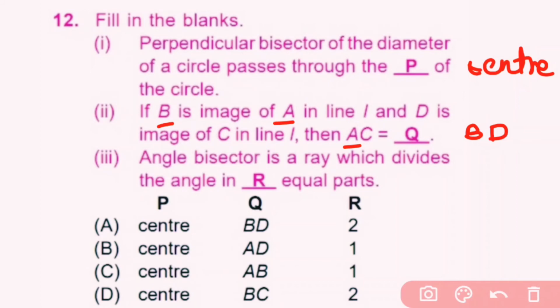Option 3, angle bisector is a ray which divides the angle in two equal parts, because bisector means the angle divides into two equal parts. So here A is correct answer.